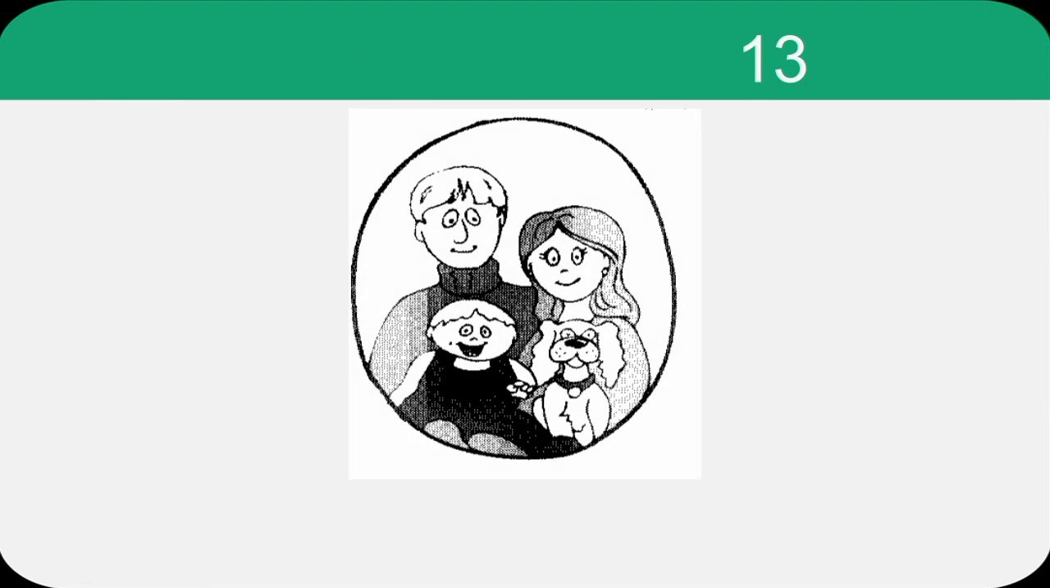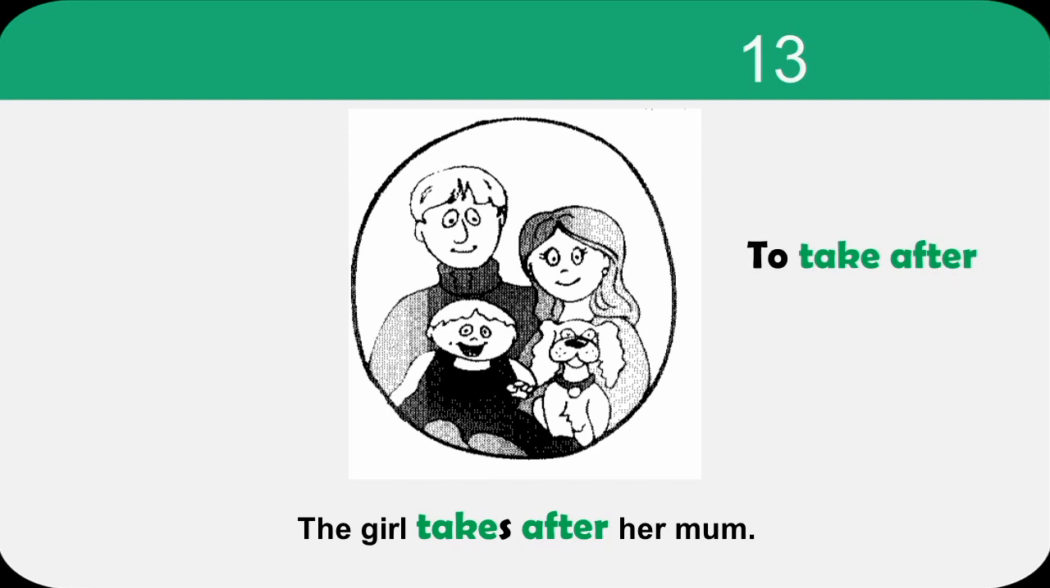This example is about this little happy family where you can see that the girl takes after her mom. So the phrasal verb used in this sentence is to take after. It is put in the simple present, and the meaning of this phrasal verb is to resemble. يشبه. يشبه. So the girl تشبه her mom.